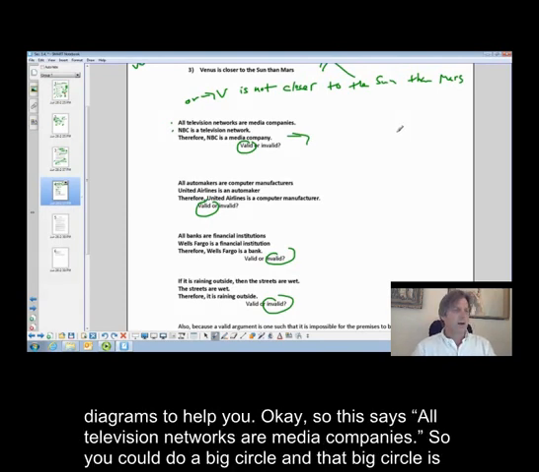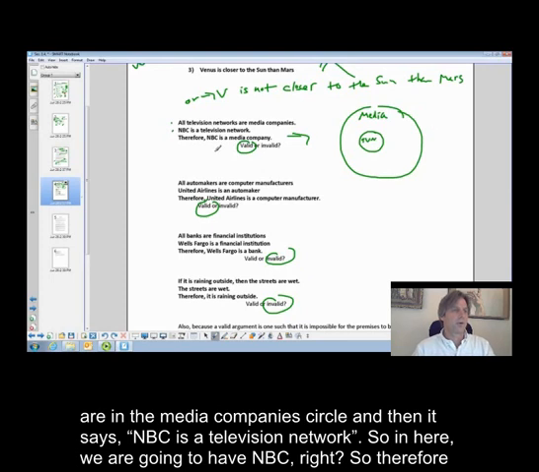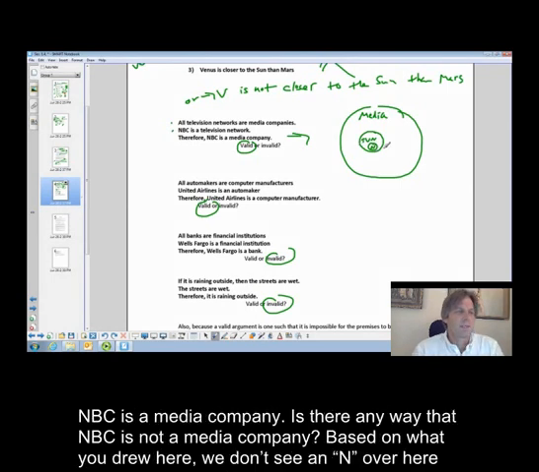Okay, this says all television networks are media companies. So you could do a big circle, and that big circle is media companies, okay? I'll erase that. All right, and it says all TV networks are media companies. So here we got TV networks. They're in the media company circle. And then it says NBC is a television network. So in here, we're going to have NBC, right? And therefore, NBC is a media company.